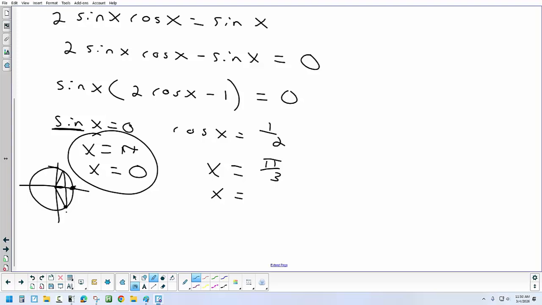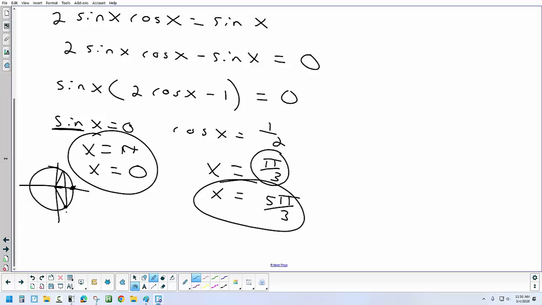300. Which, Kyle, what's 300 in radians? It's 5 times this, which is 5 pi over 3 in the bottom. Yep. So that one, you don't need a calculator at all. Any question on that one?